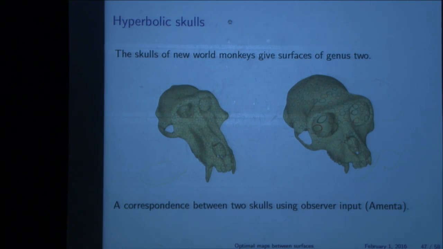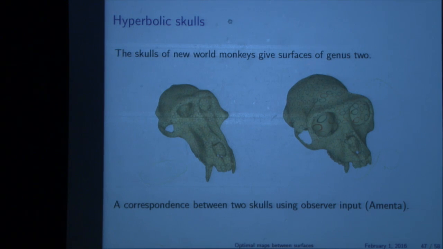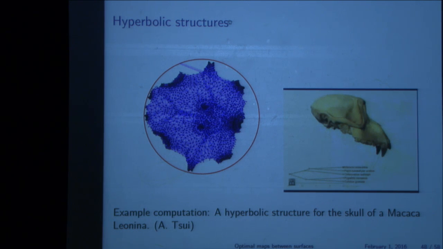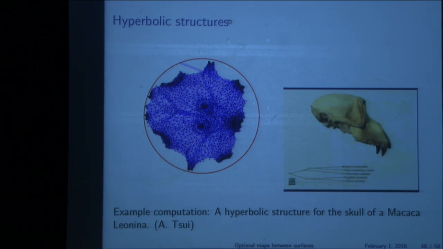And sometimes in biological data you have higher genus. So for example, when you compare monkey skulls, what the anthropologists typically do is fill in the eyes and the nose, but they leave these holes at the ears, so that this is actually a genus 2 surface. And you can try to compare genus 2 surfaces to understand the geometry of these monkey skulls. So my colleague at Davis, Nina Amenta, has been working with some people at the Museum of Natural History here in New York to do things of this type. This is an example of a hyperbolic structure that was computed on this Macaca leonina monkey skull.